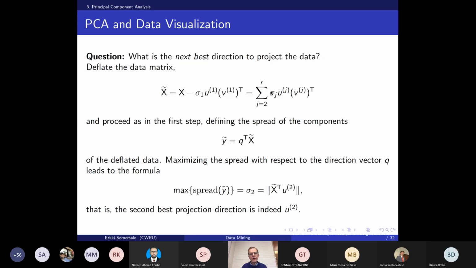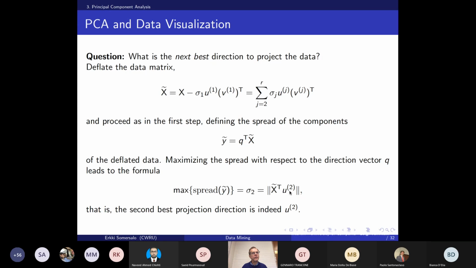And since we have the singular value decomposition of X tilde, which is given here, so the singular values are sigma 2, sigma 3, etc. Exactly the same argument as before tells me that the second best direction, in which the data has the second largest spread, is given by the second feature vector, and so on.